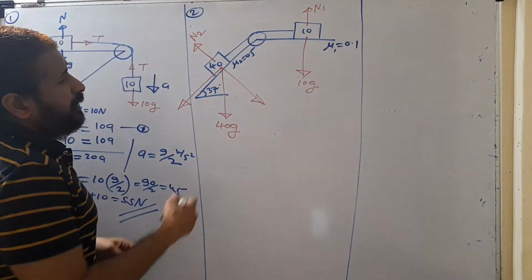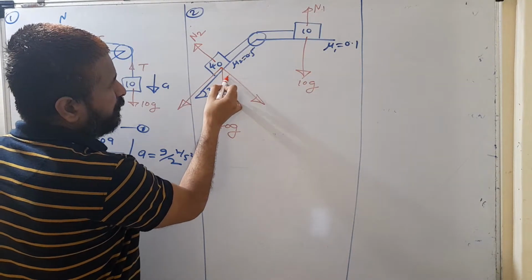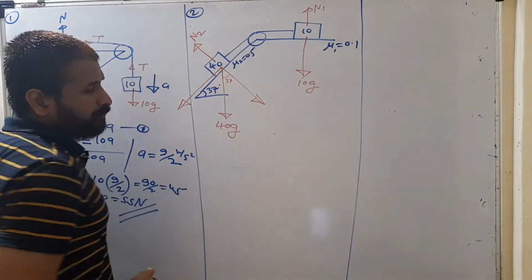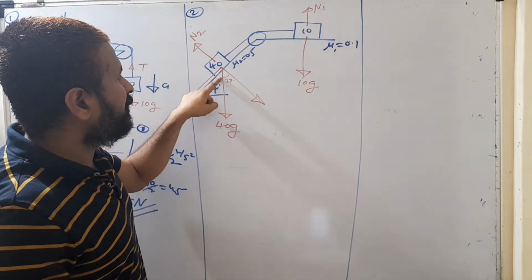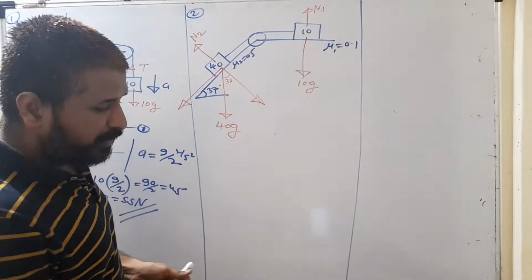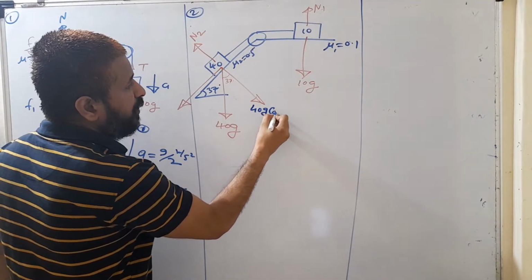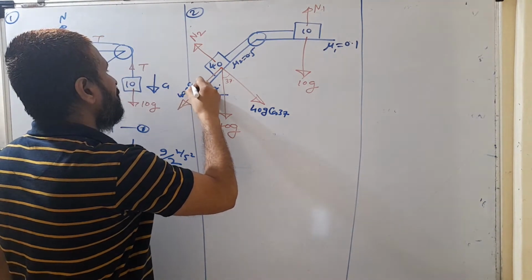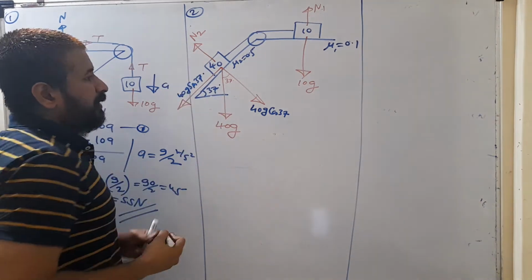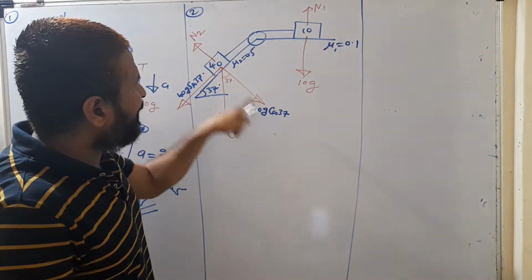So if this angle is 37, this angle is 90, ये हमारा 53 आएगा, तो this angle is again 37, and this triangle, this angle is 37, this angle is 90, this is 53, so this is again 37. So if you are resolving this 40g, what component are we going to get? 40g cos 37, and here we are going to get 40g sin 37. So this 40g cos 37 is equal to N2 because it is acting against N2.